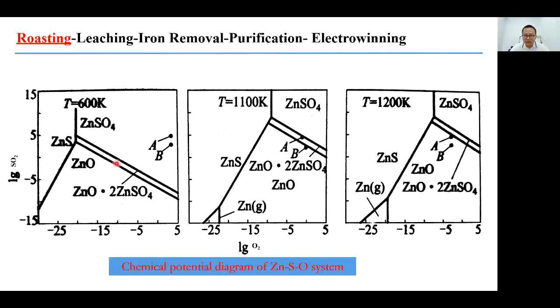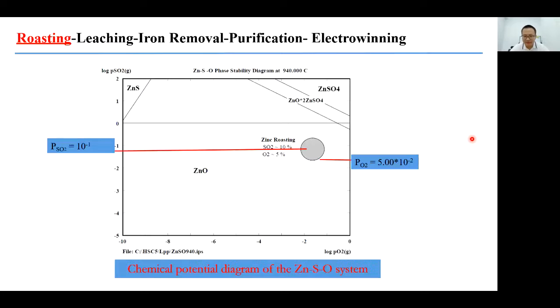So when we increase the temperature from 600 to 1200, we can find that the area of zinc oxide increased. At higher temperature, we have better kinetic conditions. We usually do it like that, and points B and A are the points we use in industry nowadays.